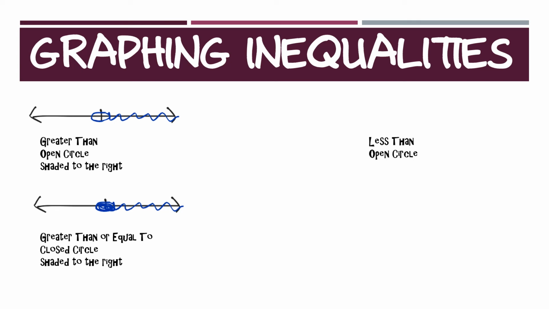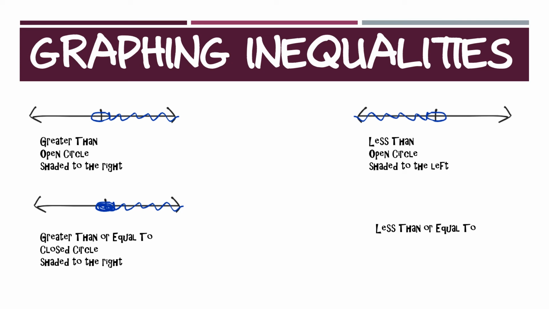When we're dealing with less than, we're going to have an open circle. But the difference is it's going to be shaded to the left. Let's use what we know already to determine what we would use for less than or equal to. Well, it's obviously going to be shaded to the left. And we're going to use a closed circle because it could be equal to.